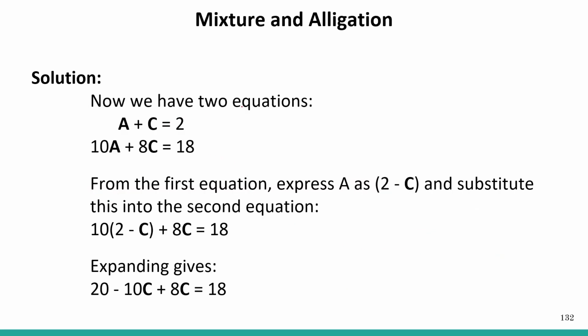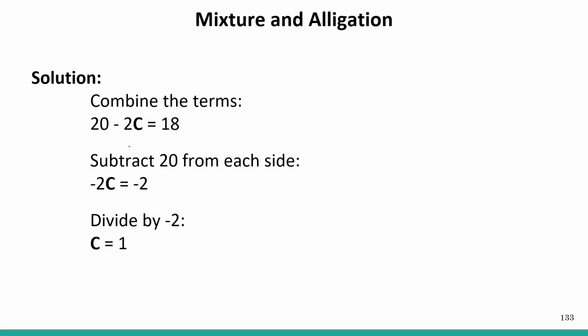So now we have two equations: a plus c is equal to 2, and 10a plus 8c is equal to 18. From the first equation, express a as 2 minus c and substitute this into the second equation. So 10 into (2 minus c) plus 8c is equal to 18. Expanding gives 20 minus 10c plus 8c is equal to 18. Combining these terms, 20 minus 2c is equal to 18. So subtract 20 from each side.